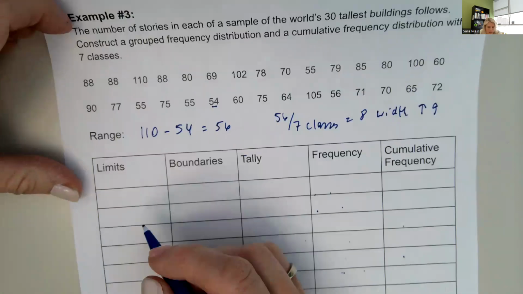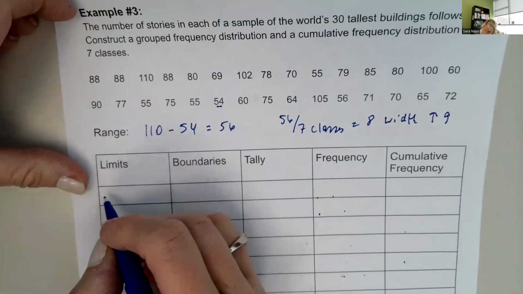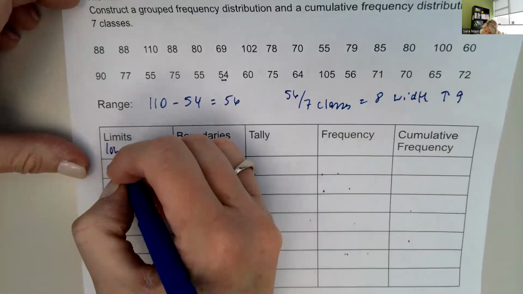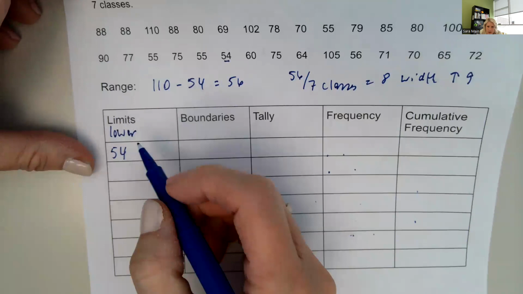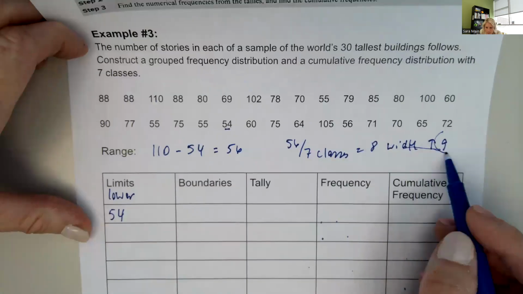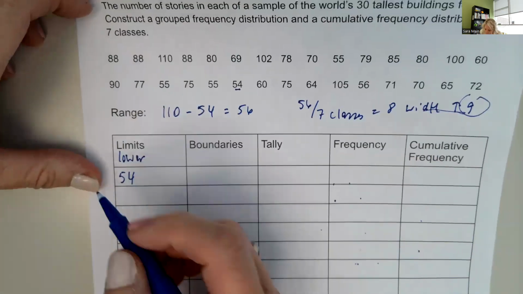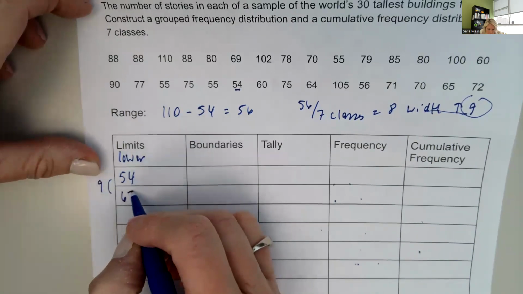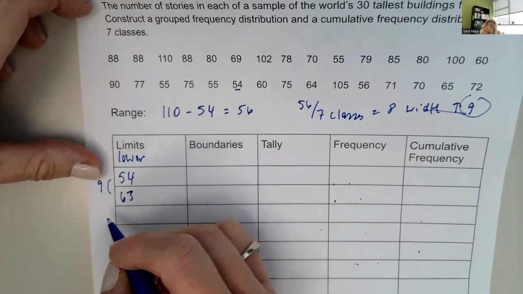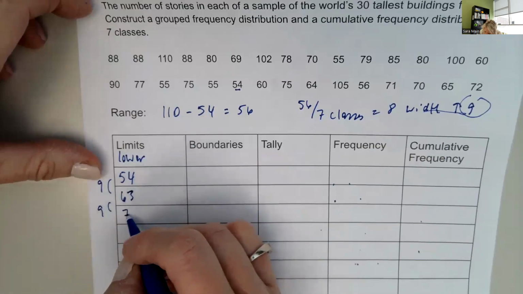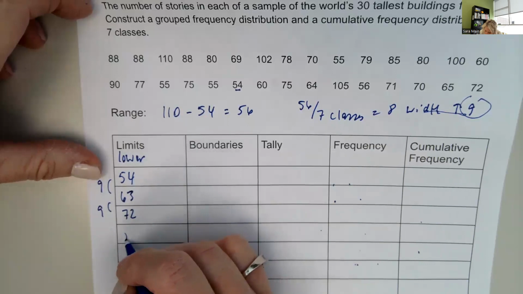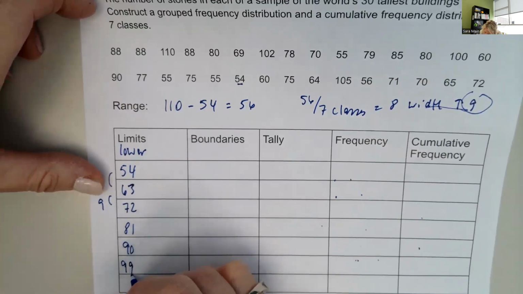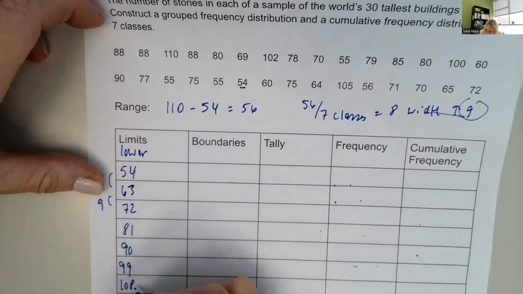Okay. So that means I'm going to start with 54, my lowest. Now these are my lower boundary. And then my width of 9 will get me to the next lower boundary of 63. And then if I add 9, it will get me to the next lower boundary of 72, 81, 90, 99, and 108.